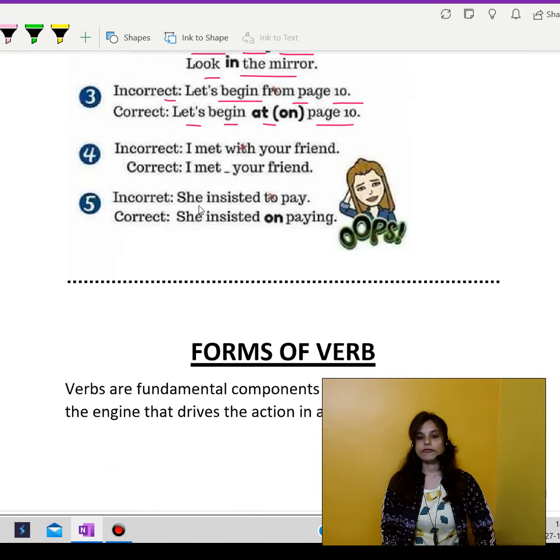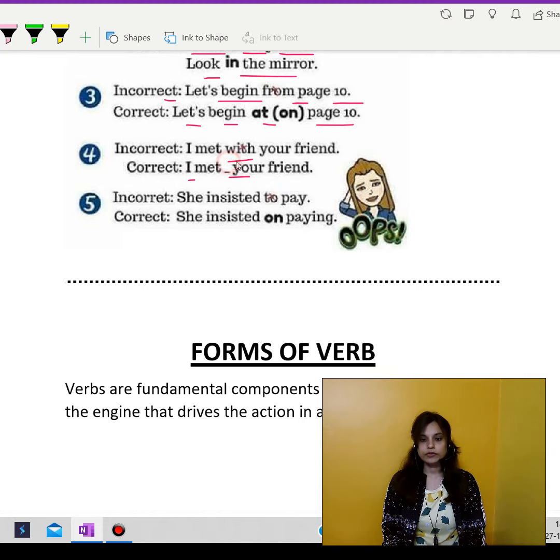I met with your friend. I met your friend, not with. Just remove this word "with". She insisted to pay. She insisted on paying.